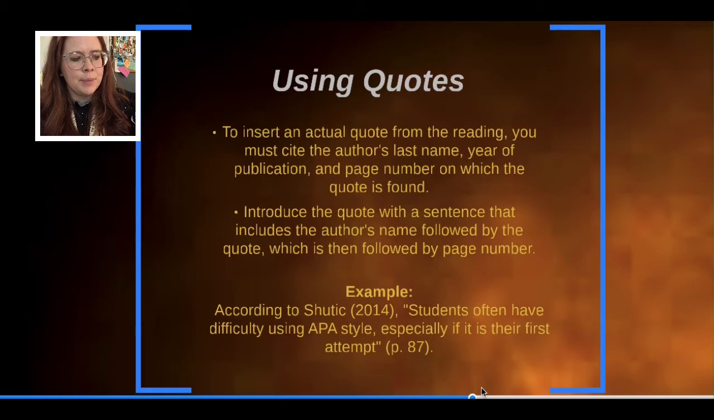So here's another example. It says, according to Shudik, 2014, students often have difficulty using APA style, especially if it is their first attempt. So that was a direct quote. We have Shudik as the author, and then right after the author's name, we have the year it was published in parentheses. Then we have our quote, and then we have parentheses at the end to tell us the page number. So that is an example of how you would do an in-text citation.